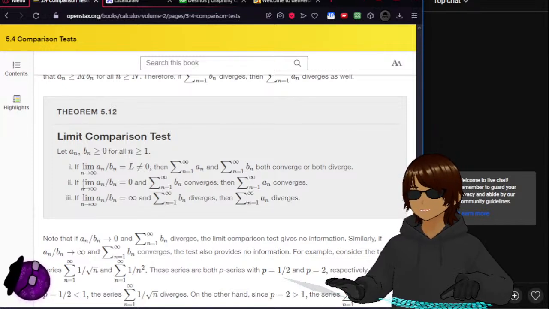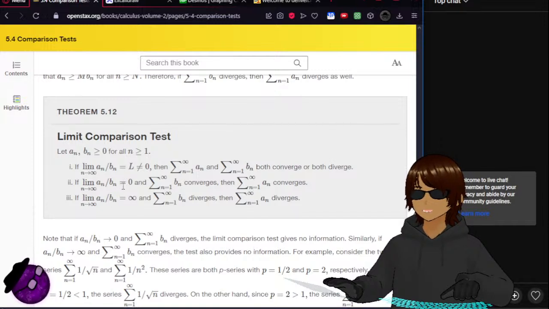On the second case, if bn converges, then an cannot diverge. Otherwise, the limit would be infinity. So an has to converge.